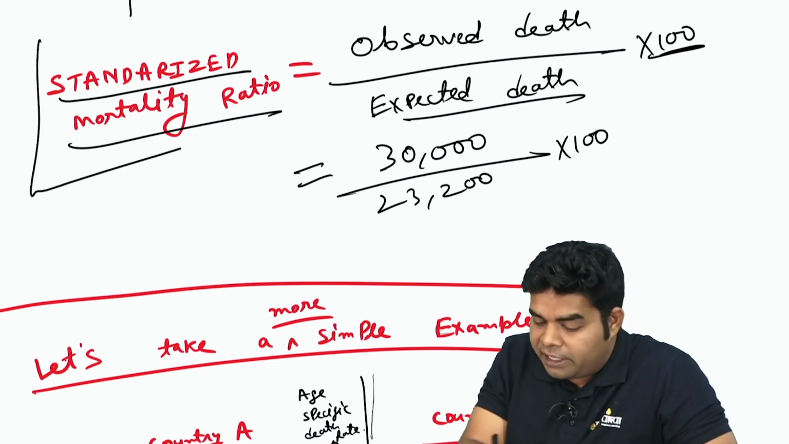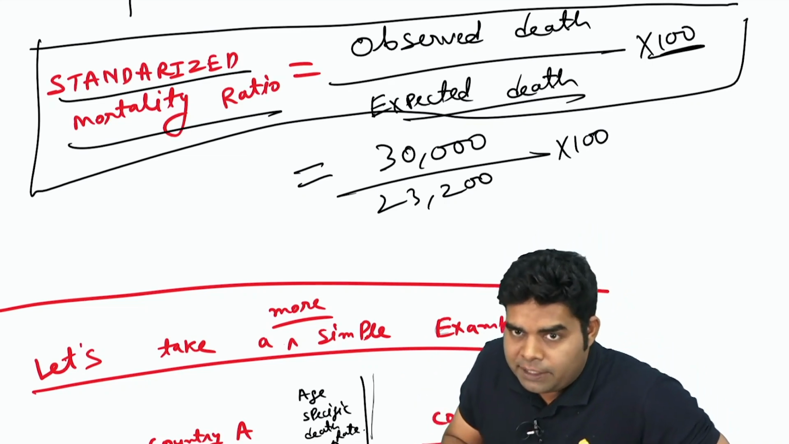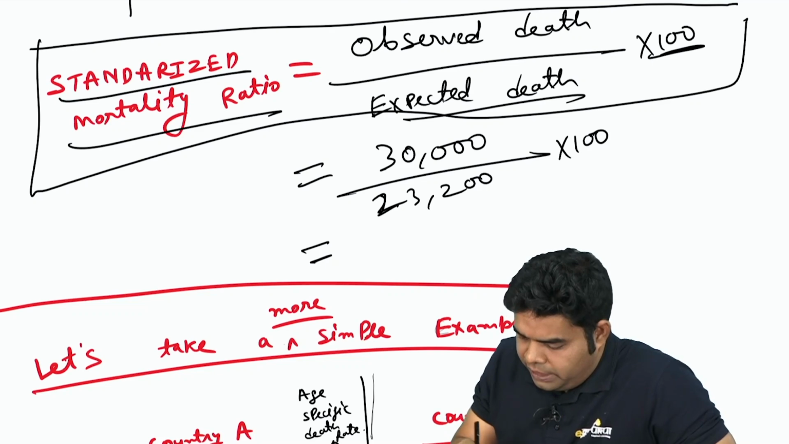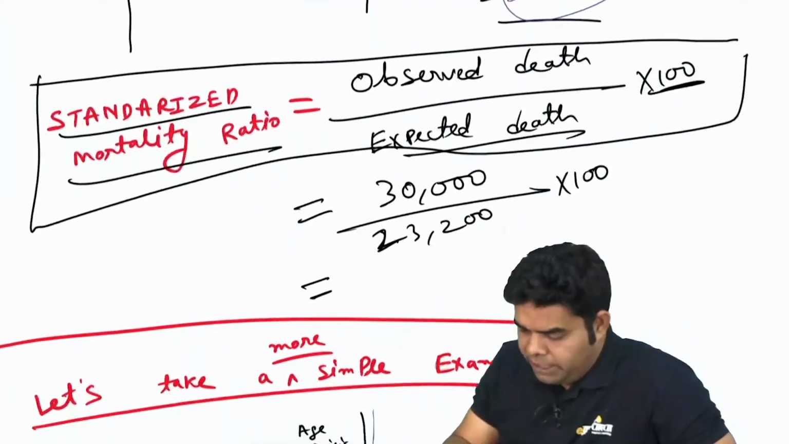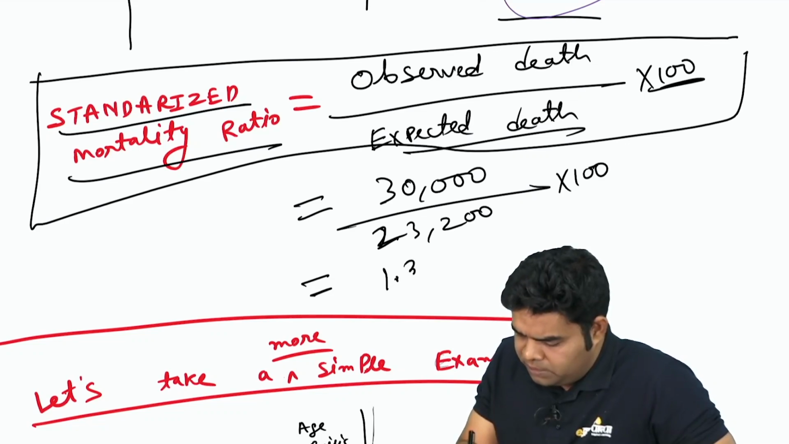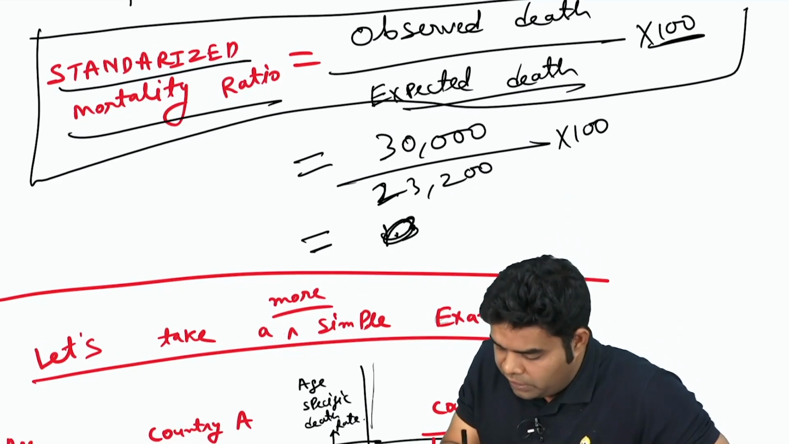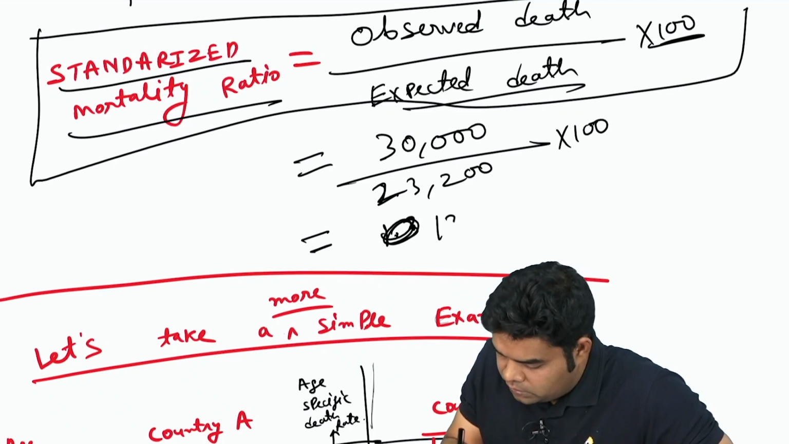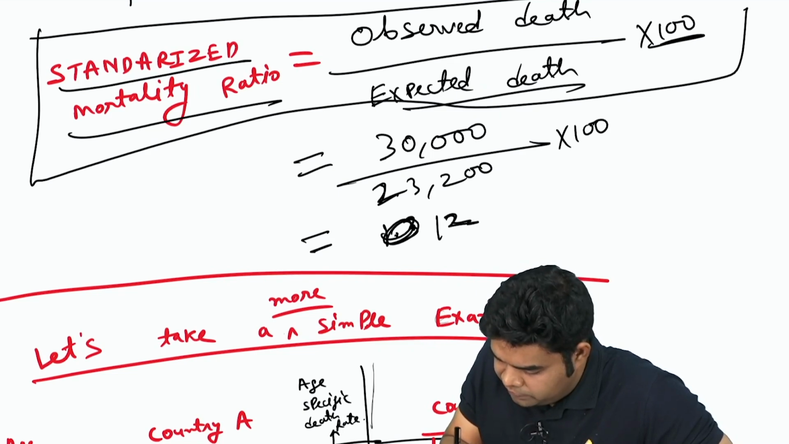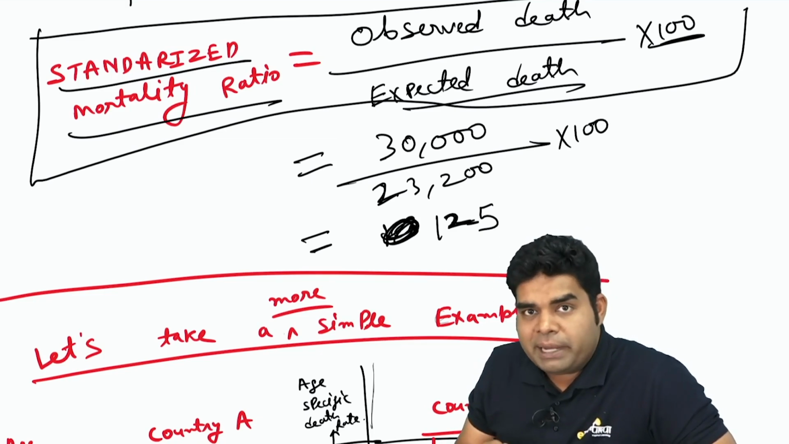This is the formula of a standardized mortality ratio, which is again asked in various multiple choice question exams. So please remember it. So if you solve it, I think you will get something around 1.4 or something, 1.3 or something you will get. Okay. So if it is 131, let's say, it will come 125. Okay. So when it is coming 125, what does it mean?